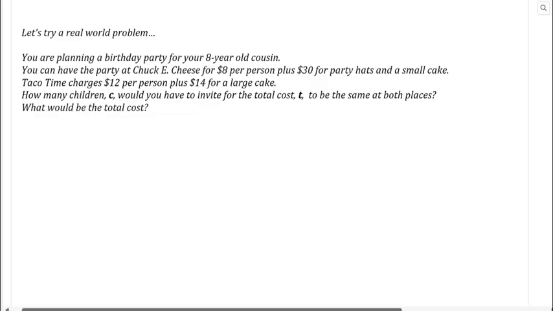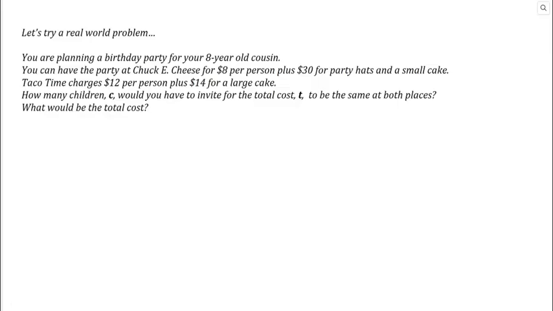You're planning a birthday party for your 8-year-old cousin, and you have the party at Chuck E. Cheese. You can have the party at Chuck E. Cheese for $8 per person, plus $30 for party hats and a small cake. Taco Time charges $12 per person, plus $14 for a large cake. So how many children C would you have to invite for the total cost T to be the same at both places? Oh, wow. And what would that total cost be?